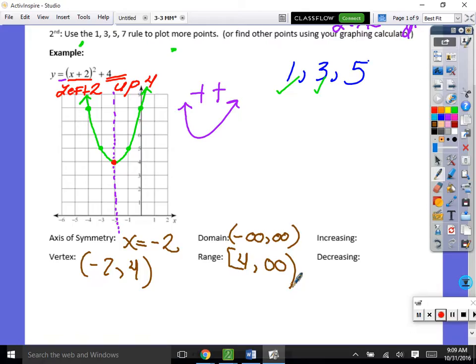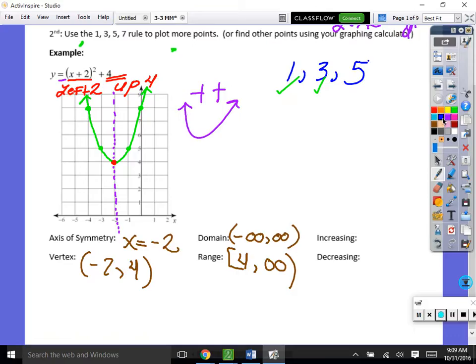So increasing and decreasing intervals. Remember, decreasing is when you're sliding downhill. If you were to physically step on it, would you be sliding downhill? Then it's decreasing. So let's do decreasing first. Because from left to right, if I stood on this one, I slide downhill. So we're decreasing from negative infinity, and it's x values. So we're decreasing from negative infinity up to what x value?